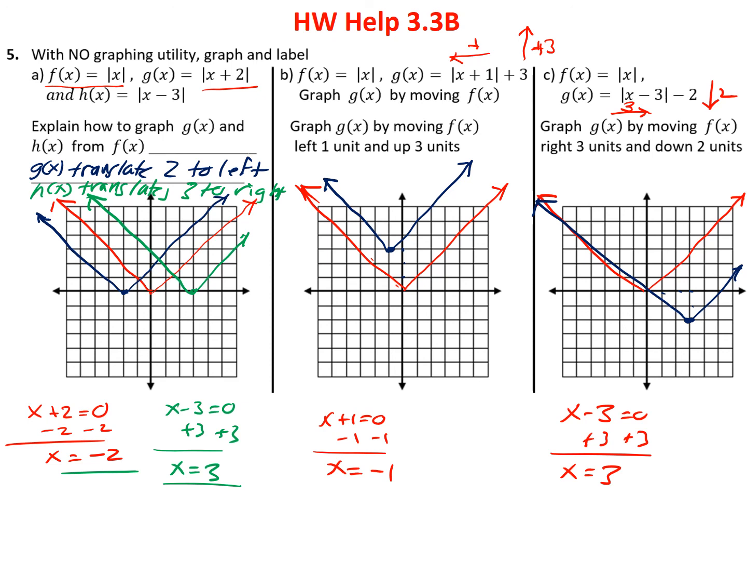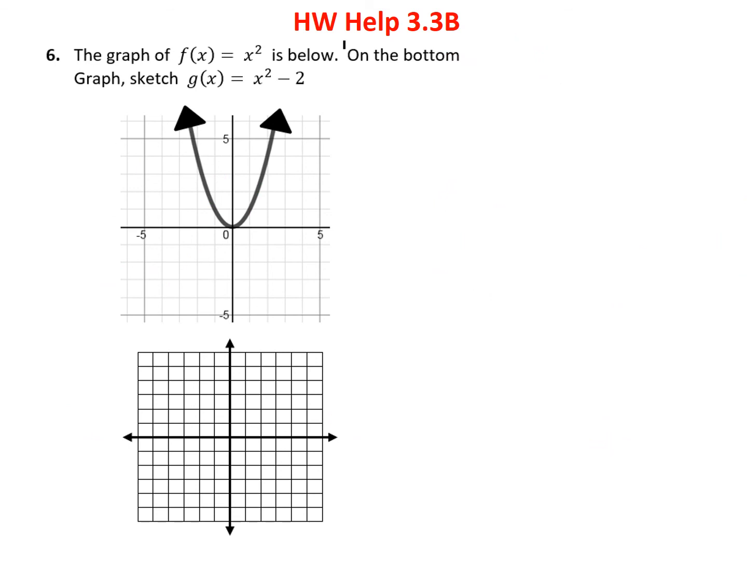So just remember, especially when the number is outside, like the 3, you're just going up or you're going down. When it's inside the brackets, you're translating right or left, and it's kind of counterintuitive. Think, when will that equal 0? And that should help.